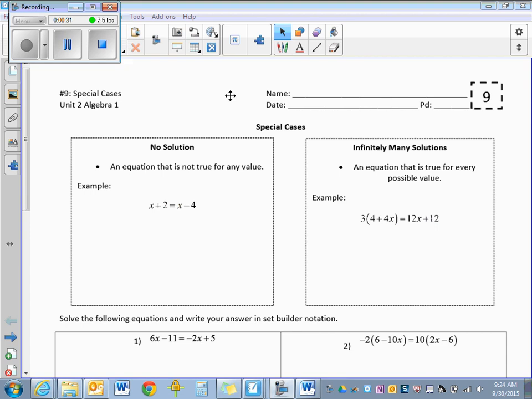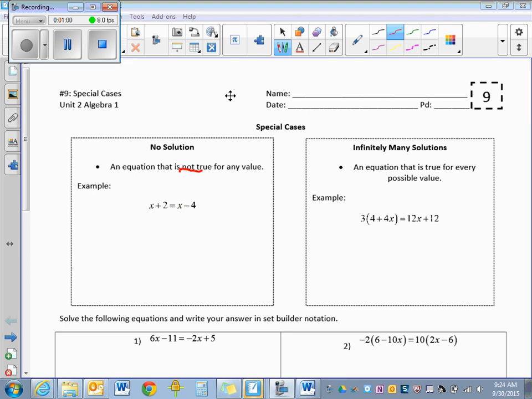So this is the exact same as what we've been doing with solving. We're solving the exact same way, it's just now we're encountering two new types of answers. Alright, so let's take a look at this first one here. So no solution is an equation that is not true for any value. So like I said, no matter what number you put in there, it's not going to work. So our example here is x plus 2 equals x minus 4. Your normal, average, everyday solving problem here.